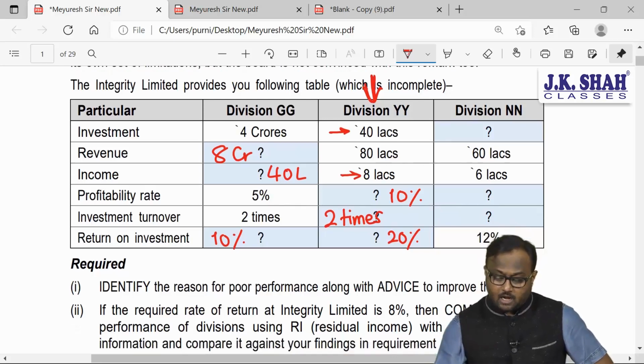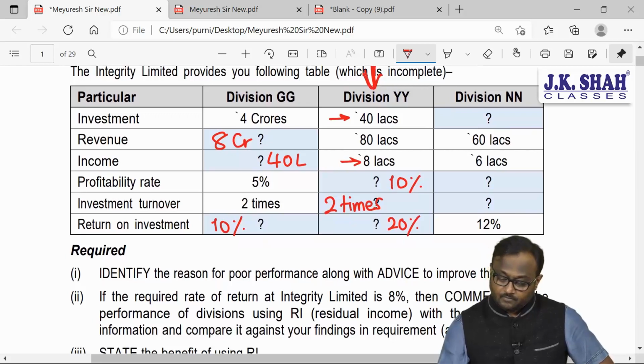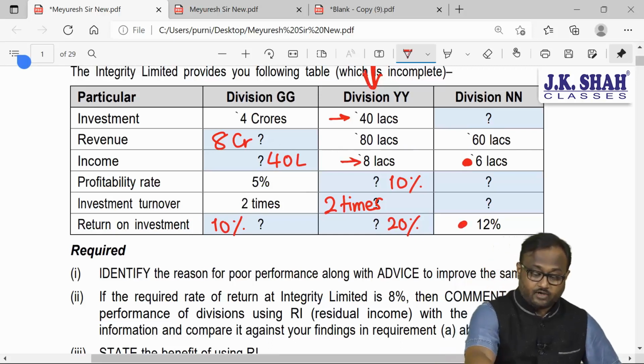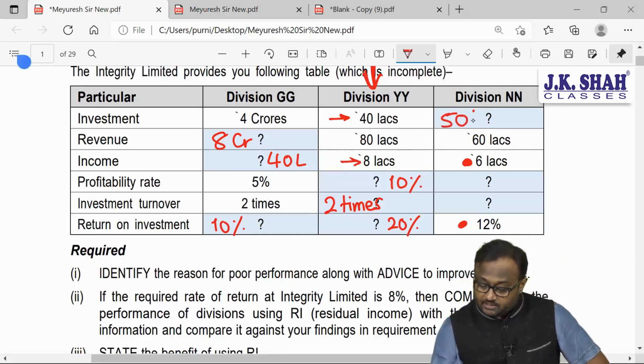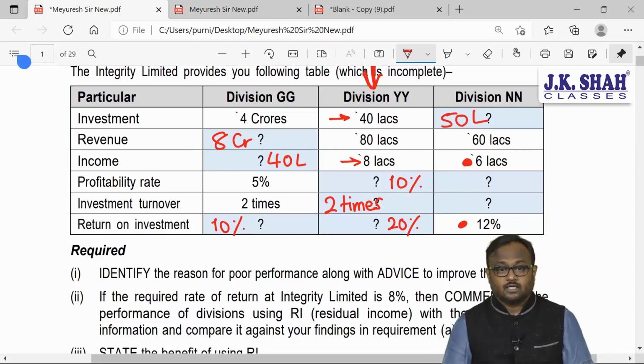Division NN, it's quite simple. How much is your revenue? 6 lakhs. And it is 12% of investment. Yaar, 6 lakhs, if it is 12% of investment, this must be 50 lakhs.